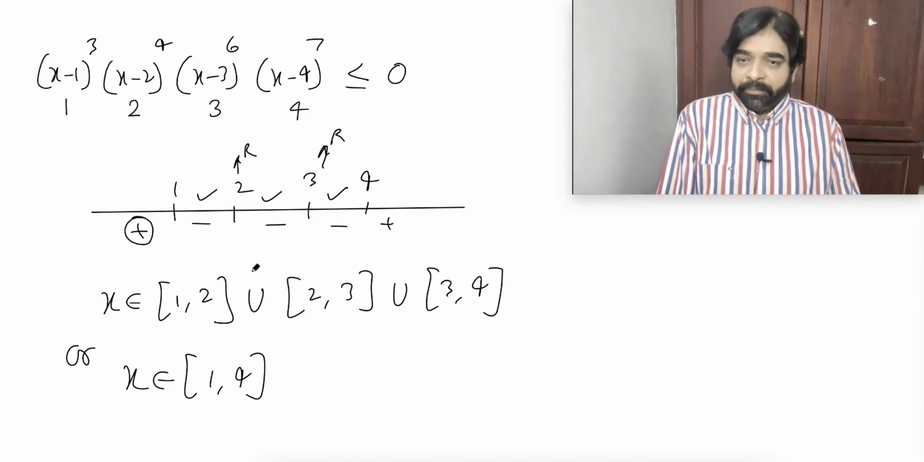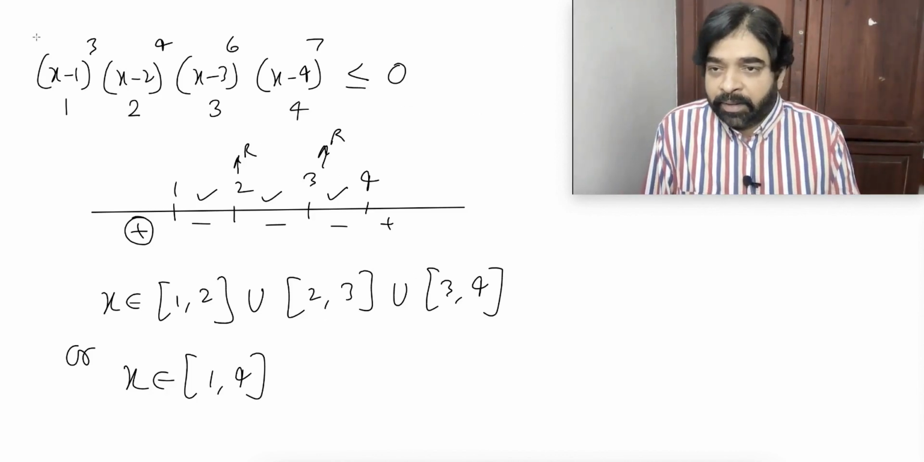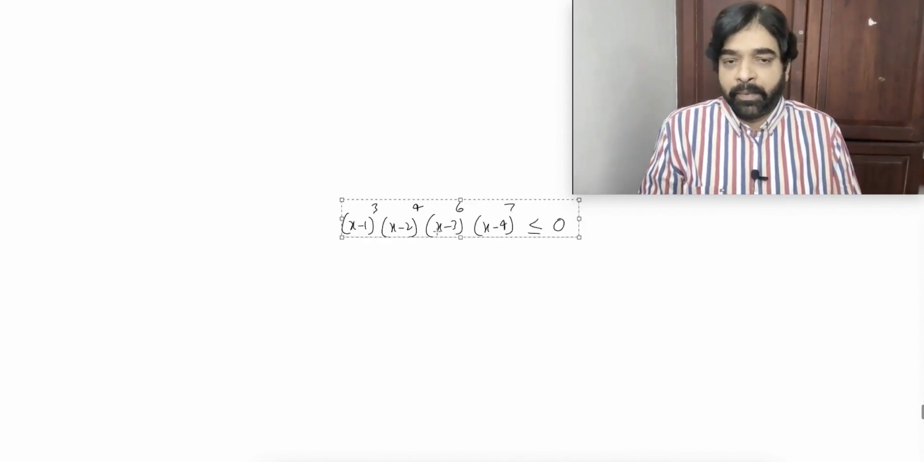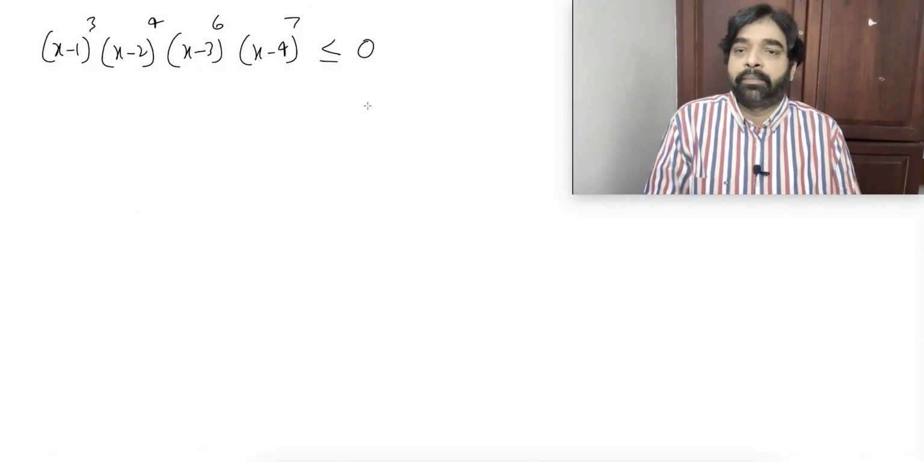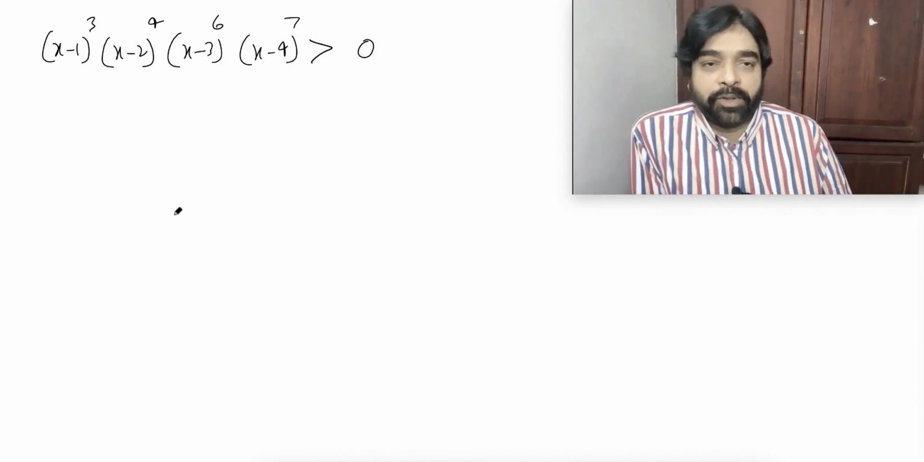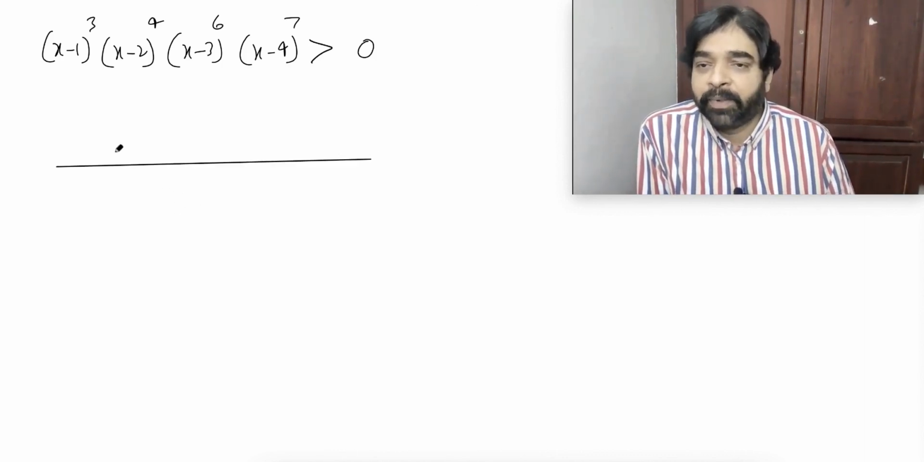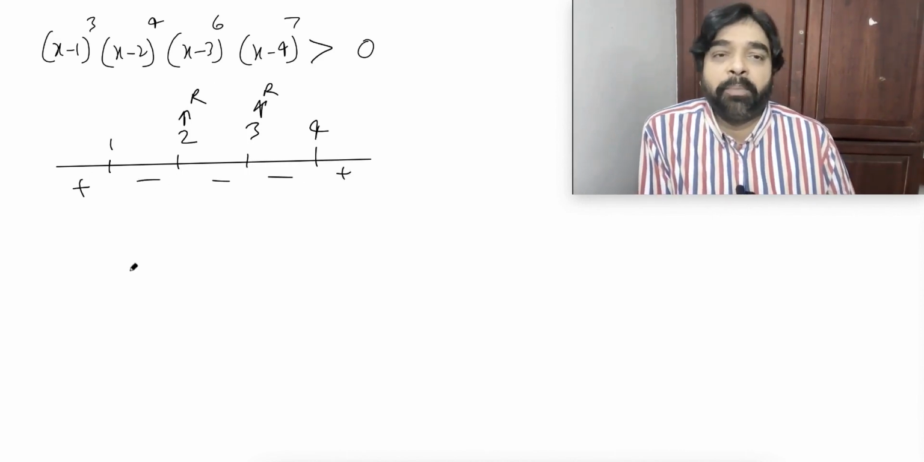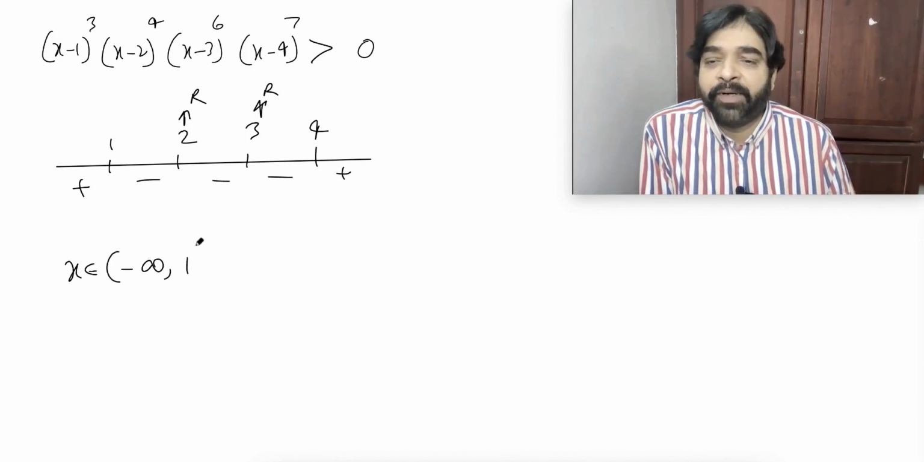Now, same question again. But this time, greater than 0, only greater than 0, not equal to 0. So again, same drama. 1, 2, 3, 4. These two are repeated critical points. Positive, negative, negative, negative, positive. We want positive, so x element of minus infinity to 1 union 4 to infinity.